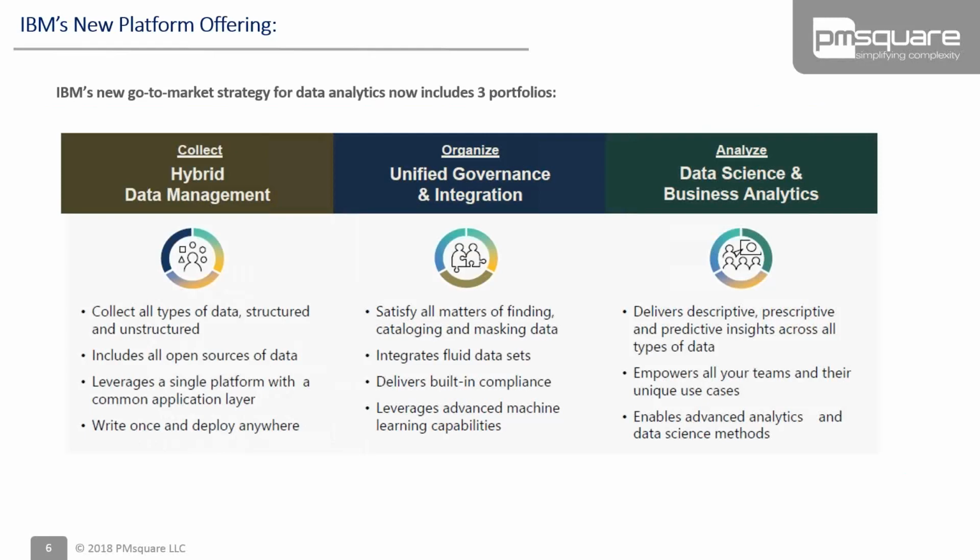And the last pillar is one that, based on the attendee list I saw right before the webinar, I believe is where the majority of the folks on the call are mostly focused, which is the data science and business analytics portfolio. This is where you have all of the presentation layers and the analysis of the data that you've collected and organized. So really anything from reporting, forecasting and budgeting tools, to predictive capabilities, analyzing your data to better understand the past, current and future state of your business. Those are the three primary pillars and portfolios that IBM is now going to market with.